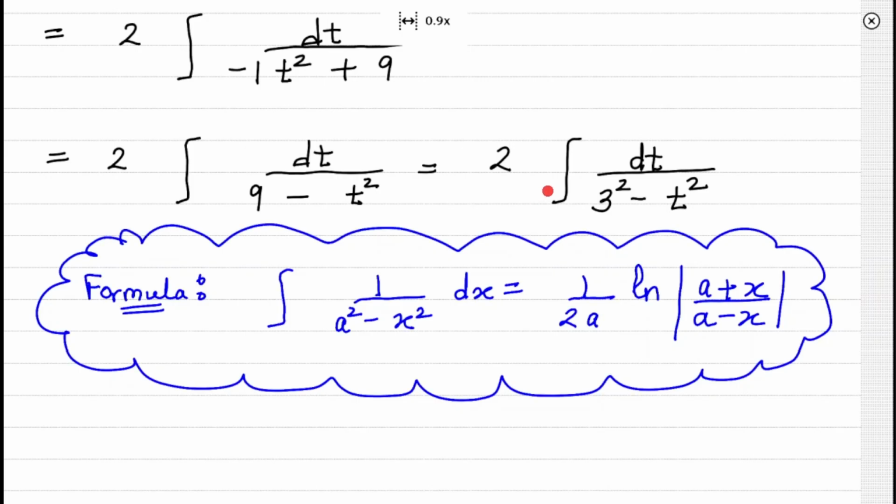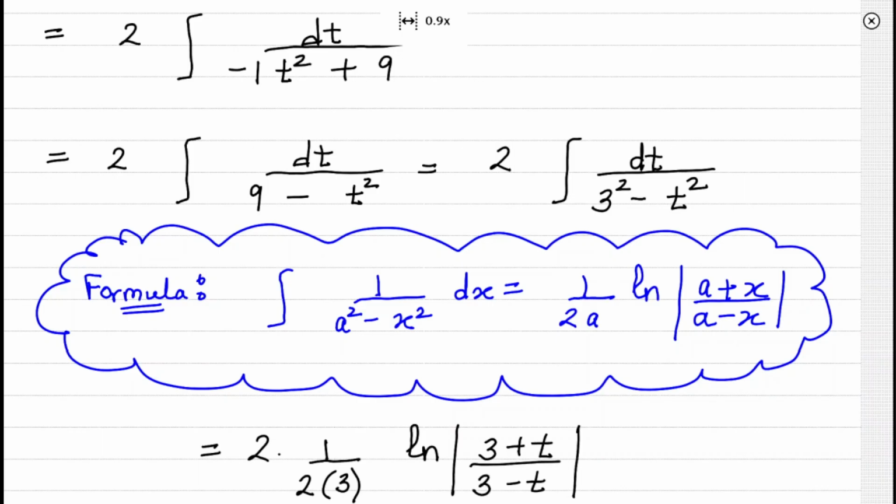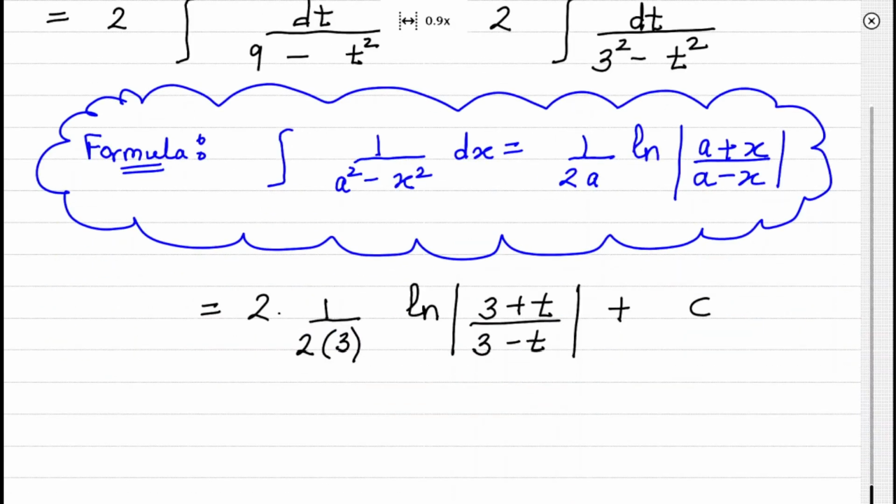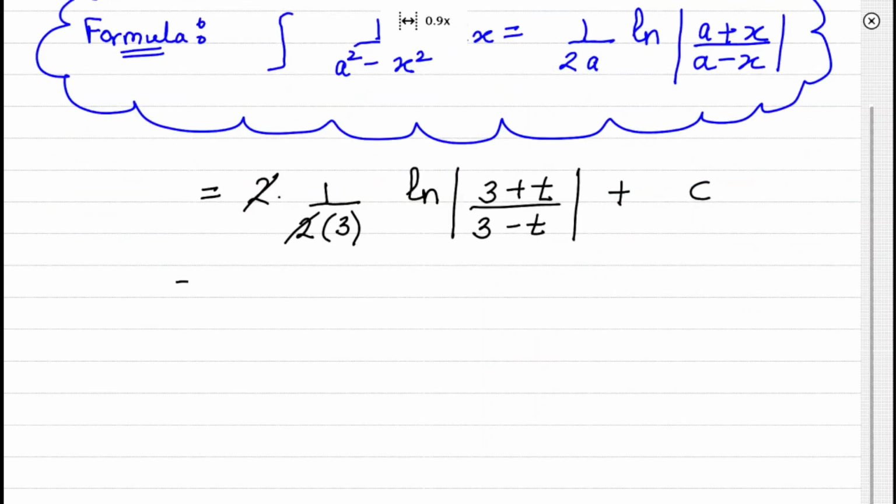So if you apply that formula over here, we have 2 times 1 over 2a. Remember that a is 3 over here. So we have 1 over 2 times 3 ln mod of a plus x divided by a minus x, so 3 plus t divided by 3 minus t. Okay, plus let's add the constant of integration c over here. I hope that makes sense. This 2 and this 2 can get cancelled with each other, and you have 1 over 3 ln of.